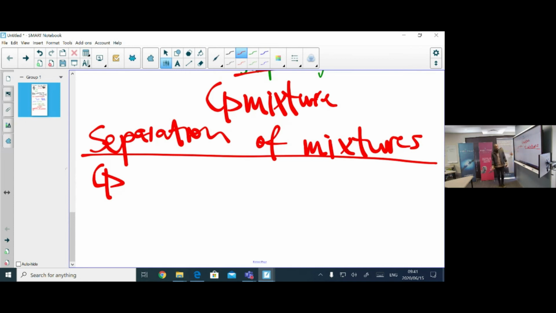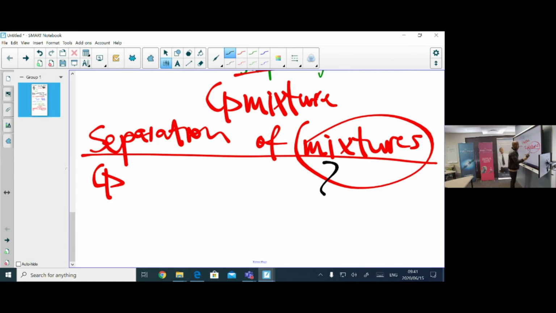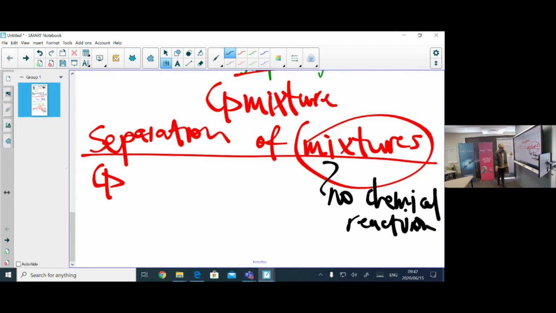There are different ways to separate materials. And if it's a mixture, we know that they are not chemically bonded to each other. No chemical reaction. So given that there's no chemical reaction, what does this mean? It means we have a physical separation.